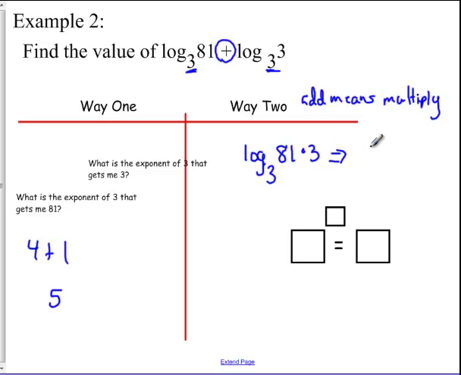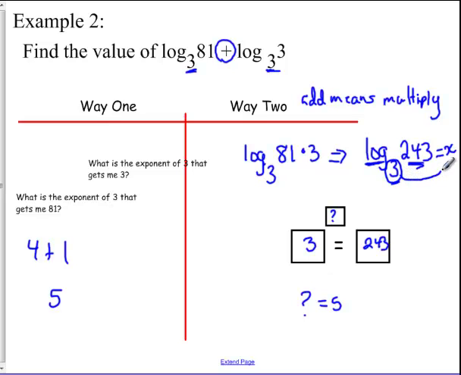So when I figure that out, I get log base 3 of 243. Now this is asking me, what is the exponent of 3 that gets me 243? 3 to what power gets me 243? That's right, 5. Remember, we could also roll the log. We could put an equals x there, and then we can say 3 to what power gets me 243. So you've got to decide which way you like.